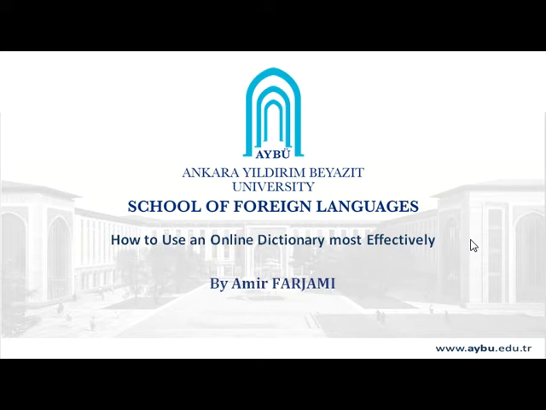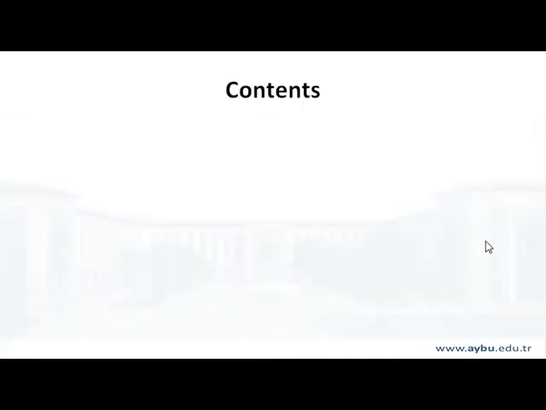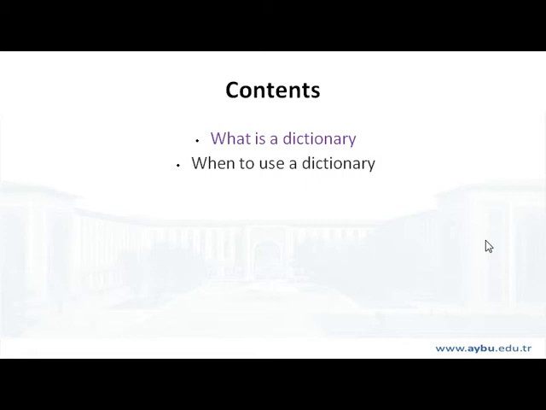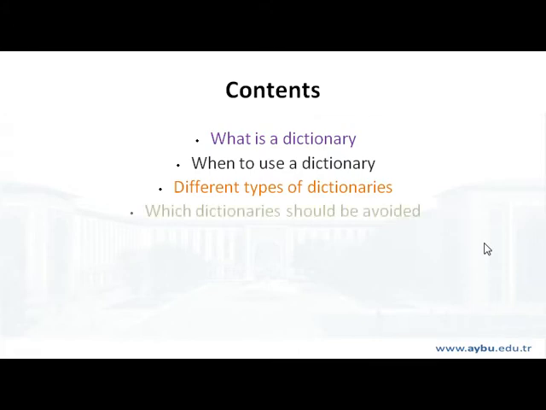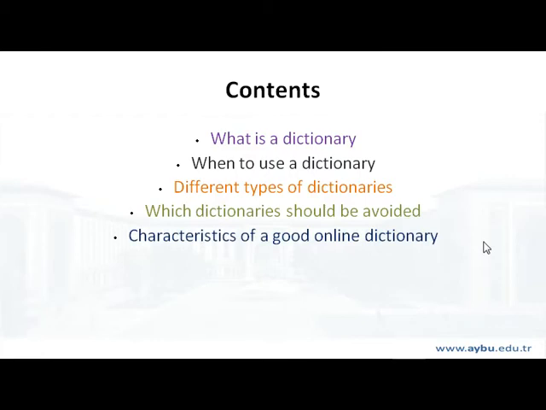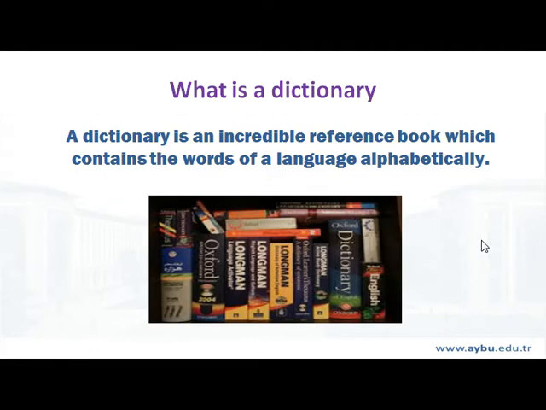So let's see the different parts of this video. As you see in the contents part, first we have what is a dictionary, then when to use a dictionary, different types of dictionaries, which dictionaries should be avoided, and finally, characteristics of a good online dictionary. Let's start with the first part.